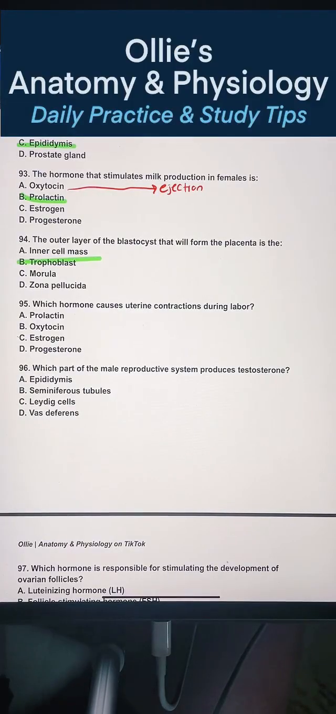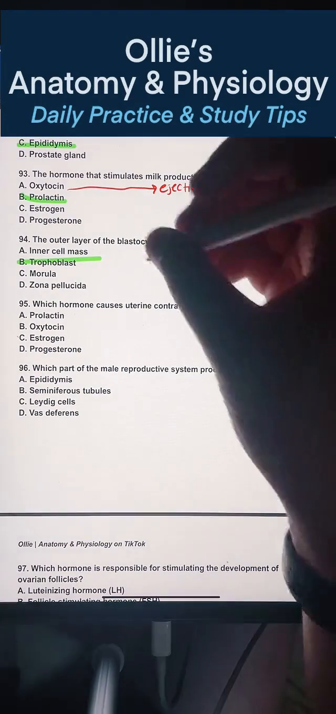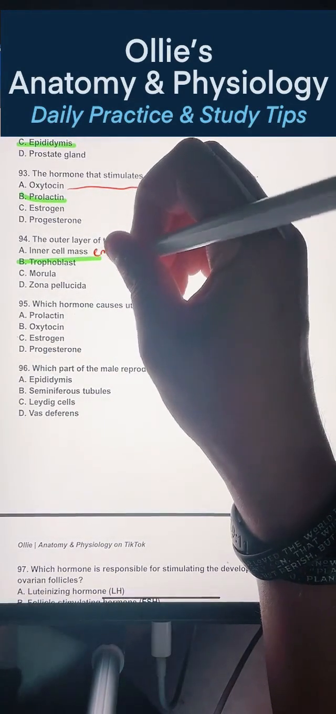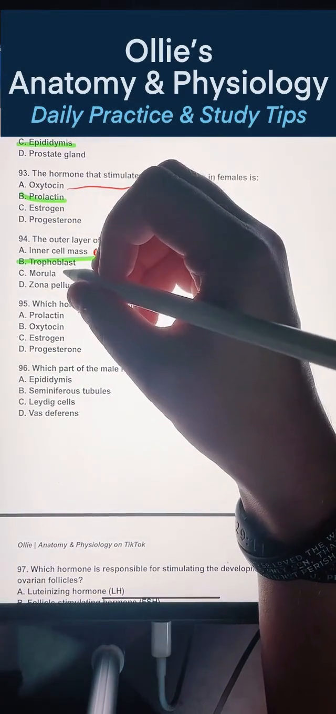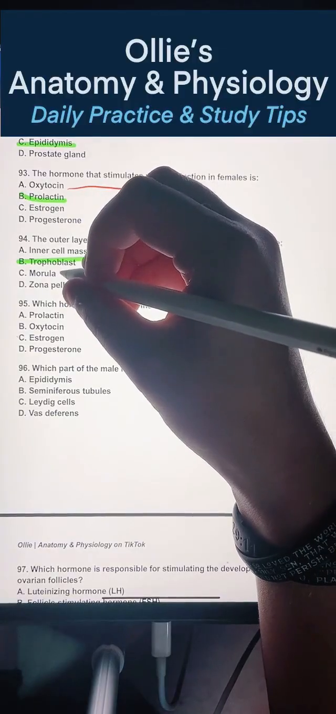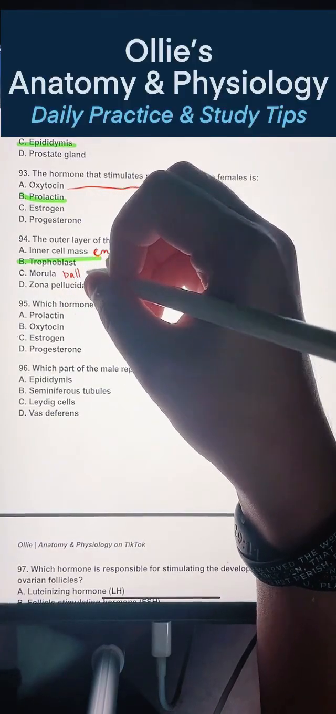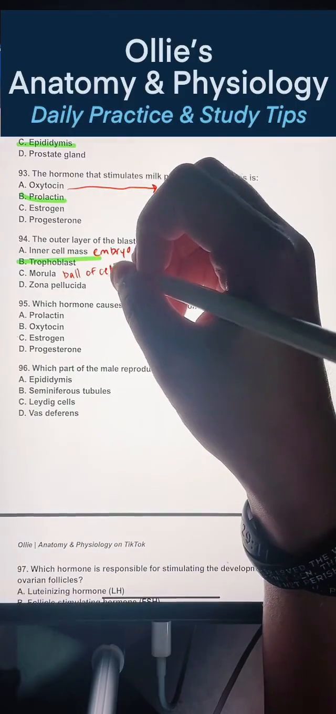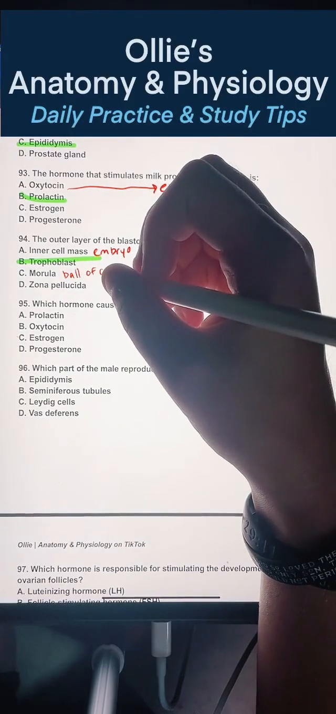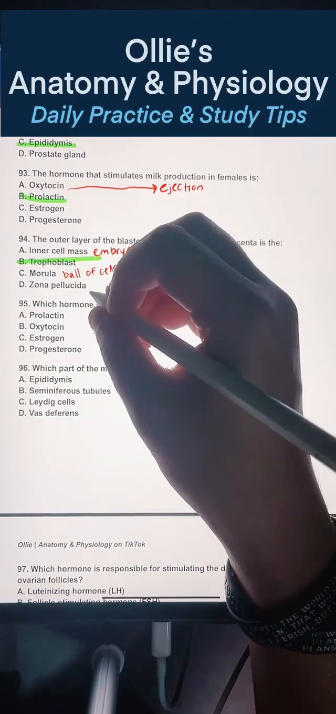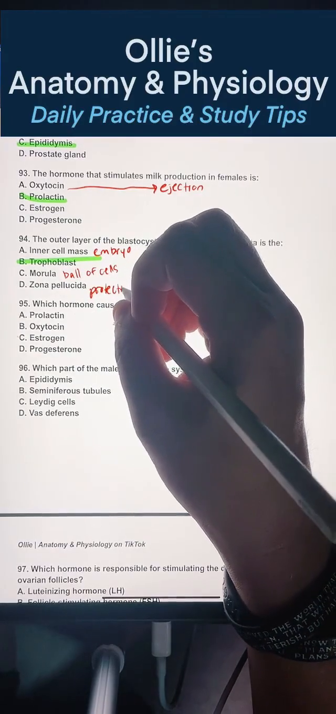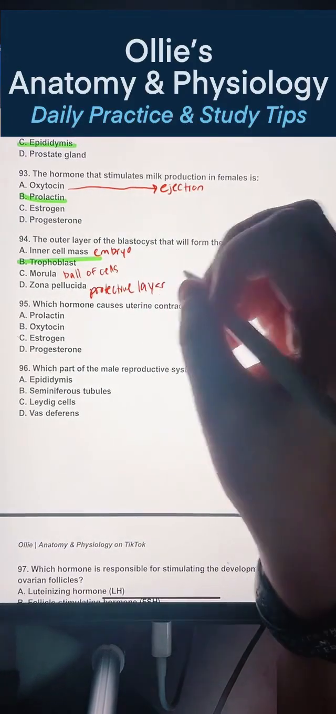It becomes the placenta and other supporting tissues. The inner cell mass is what forms the embryo. The morula is an earlier stage, like a solid ball of cells. The zona pellucida is going to be a protective layer around the oocyte.